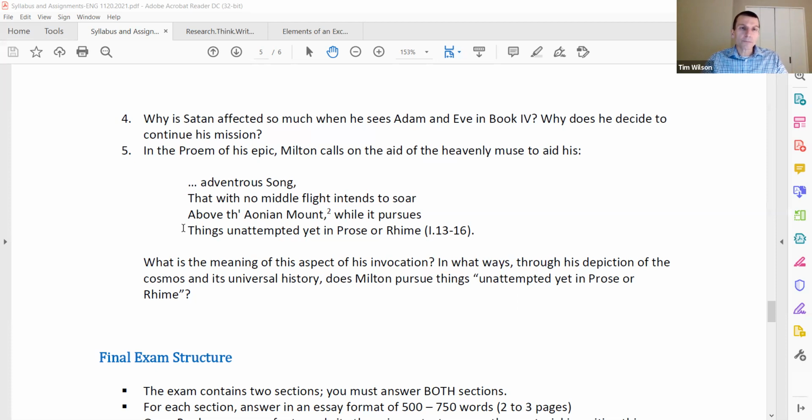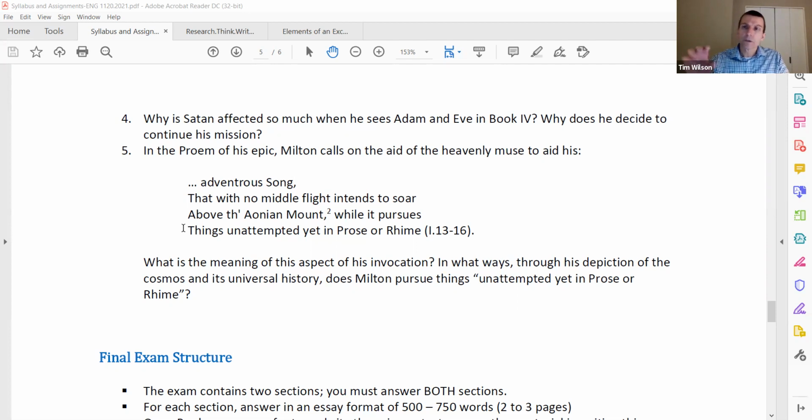In the proem of his epic, Milton calls on the aid of the heavenly muse to aid his adventurous song that with no middle flight intends to soar above the Aeonian mount while it pursues things unattempted yet in prose or rhyme. What is the meaning of this aspect of his invocation? In what ways, through his depiction of the cosmos and its universal history, does Milton pursue things unattempted yet in prose or rhyme? So here, the topic is talking about the invocation.